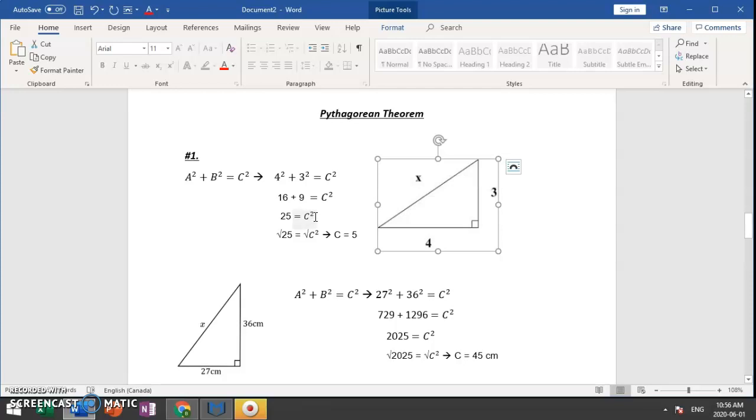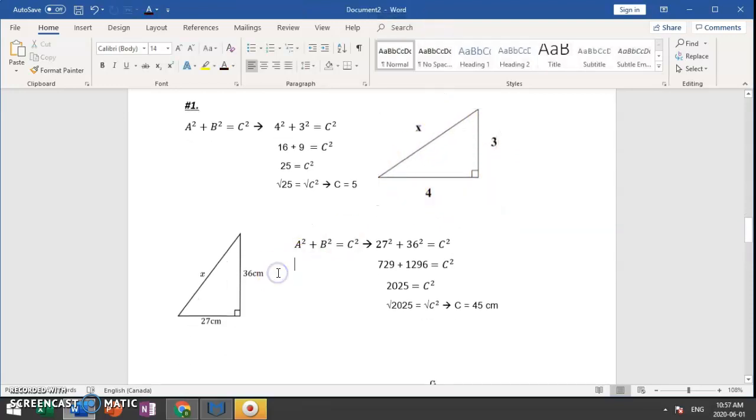Why is it not by itself right now? Well, it's being squared. What's the opposite of squaring something? If you don't know, it's square rooting something. So we're going to square root both sides to get C by itself. So square root of C squared, square root of 25. The squared and the square root cancel out, and we're left with just C. And then square root of 25 equals 5. Boom. So if this is 4 and this is 3, then this length is 5. So we just figured out.